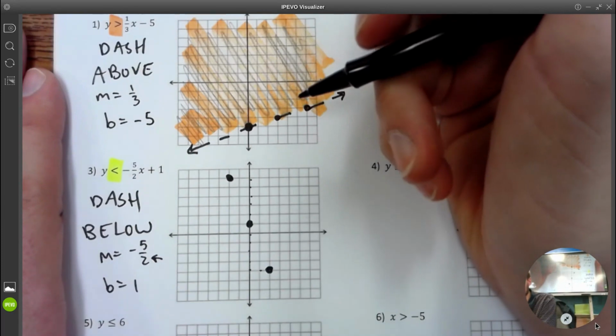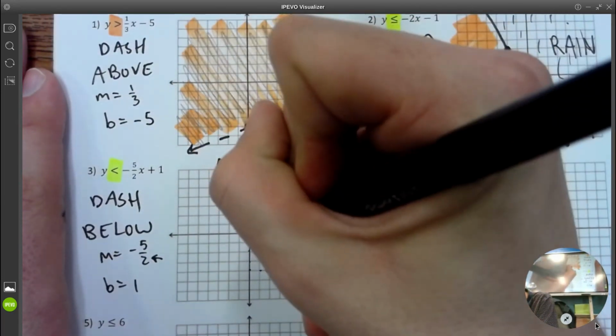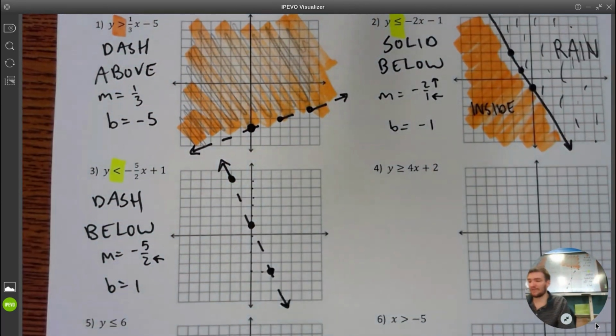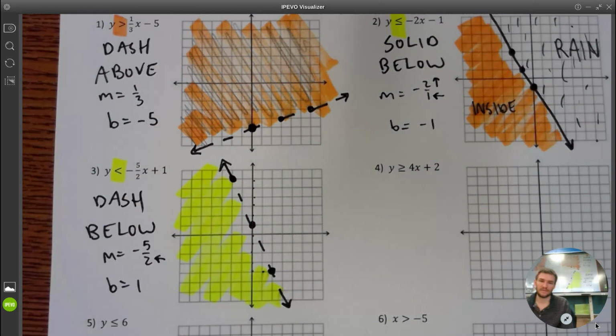Now this needs to be a dashed line, so before you work too fast, make sure that you get it nice and dashed. And we need to color below. Again, I think about it like a roof. Which side is below the roof? I'm going with this side over here.